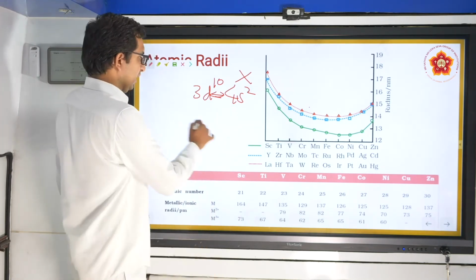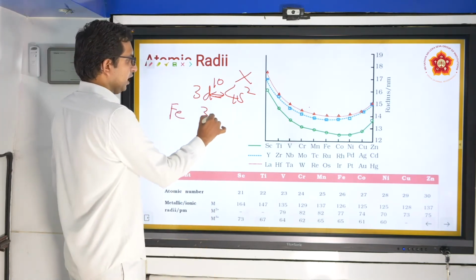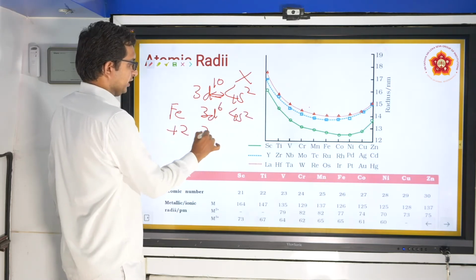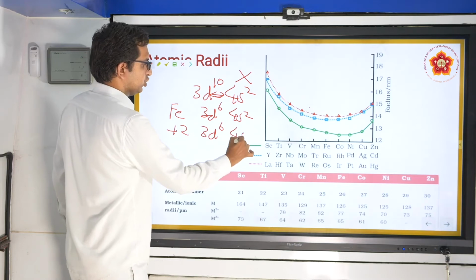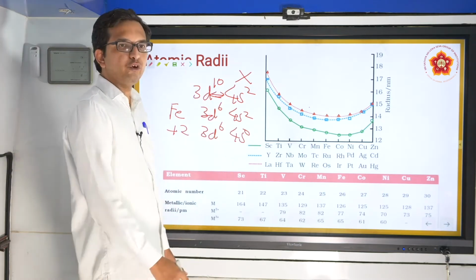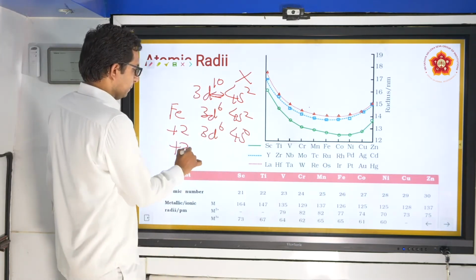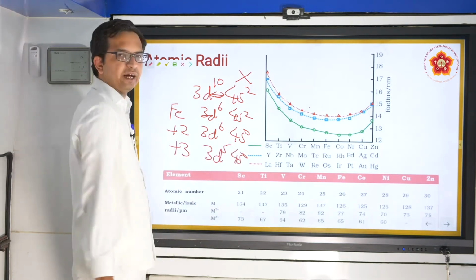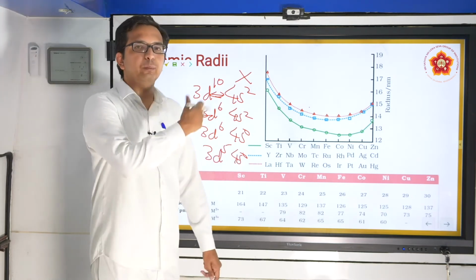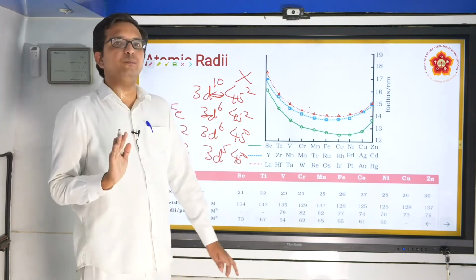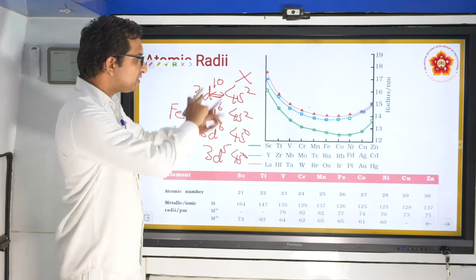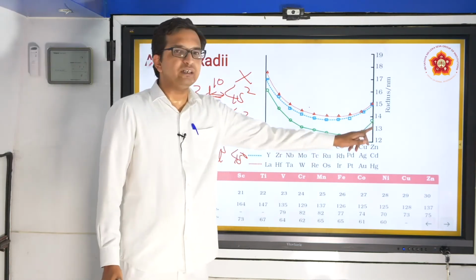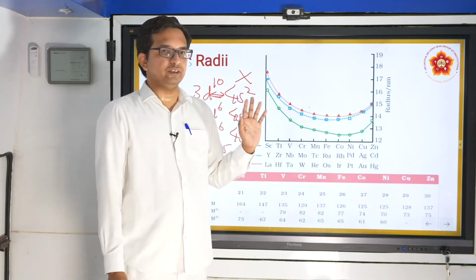For example, iron is 3d6 4s2. When I say iron in plus 2 state, I write it as 3d6 4s0 because 2 electrons are removed from 4s. When I say iron in plus 3 state, I write it as 3d5 4s0, which means that I am getting more and more towards the stable forms. So this is the variation that we see for the 3d series.